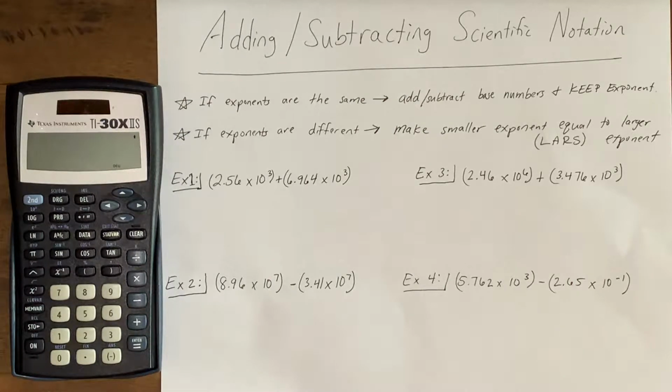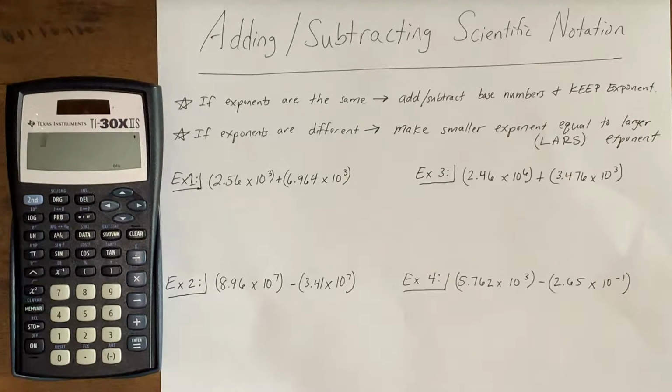The other two operations that we can do using numbers in scientific notation are adding and subtracting. Now, adding and subtracting is a little more difficult. It can be easy if the exponents are the same, but if the exponents are different, before we can add or subtract the numbers, they have to have the same exponent or the same power of 10. So we're going to look at 4 examples.